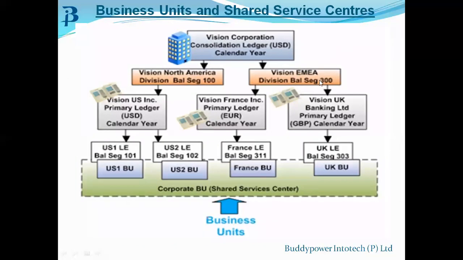Africa. Correct. Good. Okay. So that's your EMEA division, under which you have your France legal entity and your UK legal entity. Okay. So under US, you have two legal entities. And this is the third legal entity called the corporate BU under the US legal entity itself. I'll come to this shared service center once I finish with these.